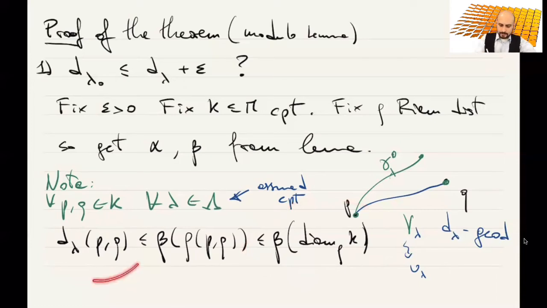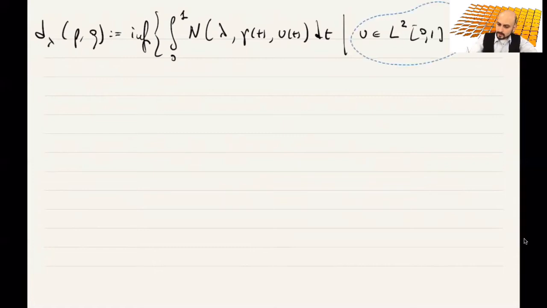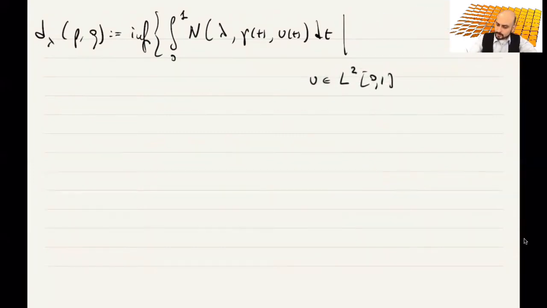Okay, let's remember what the distance is, because we are going to realize the distance as the length of some curve, or almost. So recall that d lambda PQ, by definition, is the infimum of the integral of the length, which is lambda, of gamma t, u t in dt, when u varies in L2 of 0, 1, valued in R^m.